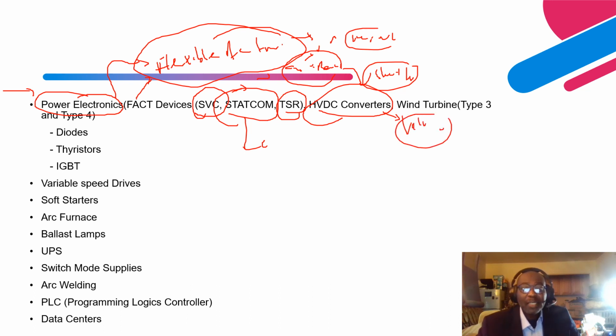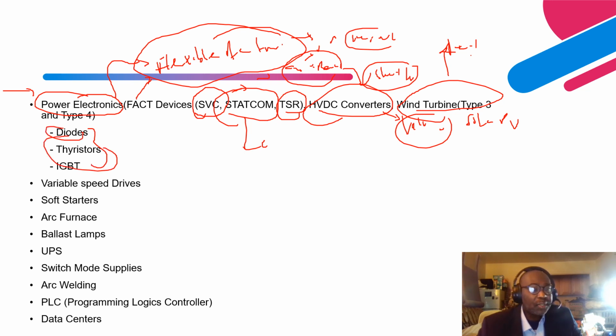Next is wind turbines. With the proliferation and penetration of wind turbines as we move to more renewables, as a way of addressing global climate change and meeting the goal, we have a lot of renewables, and solar farms, solar PVs. All these devices are controlled by power electronics controllers. As such, they emit a lot of harmonics that need to be mitigated. The components of these devices are diodes, thyristors, and insulated gate bipolar transistors.